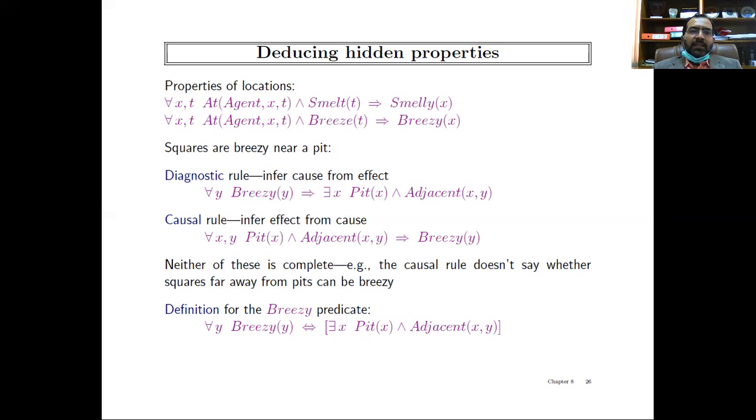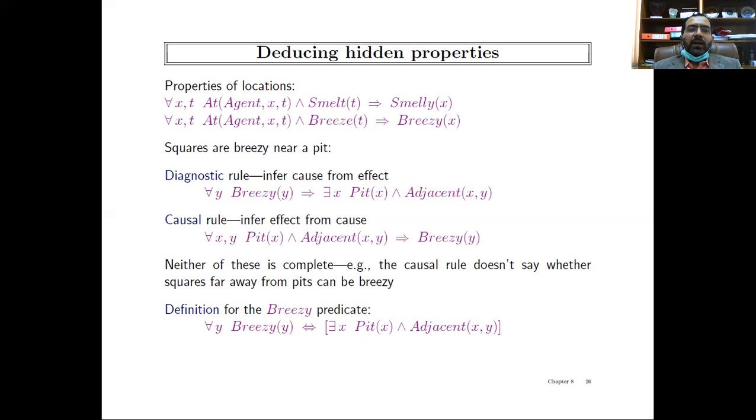So neither of these is complete. For example, the causal rules don't say whether squares far away from pits can be breezy. That is not there. It is not in either of them. It only defines the situation. So how do you define the breezy predicate? Let's suppose you want to explain the breezy predicate.